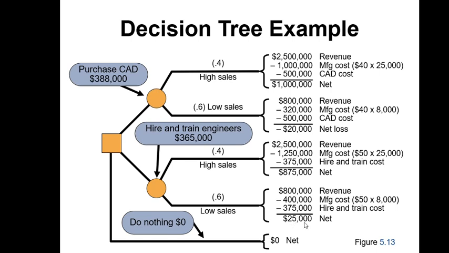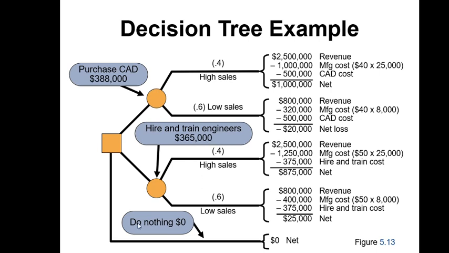We will have a net of 25,000. Then we have now to multiply the probability, which is 0.40 multiplied by 875,000 plus 0.60 multiplied by 25,000 as a net. Then we will have an expected monetary value, EMV, of 365,000.